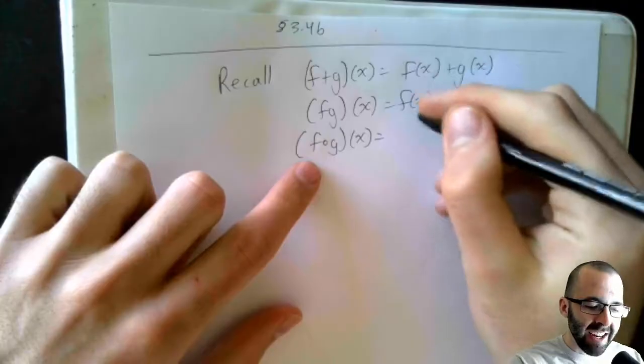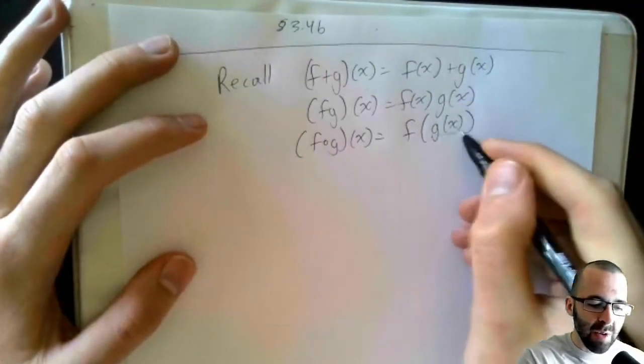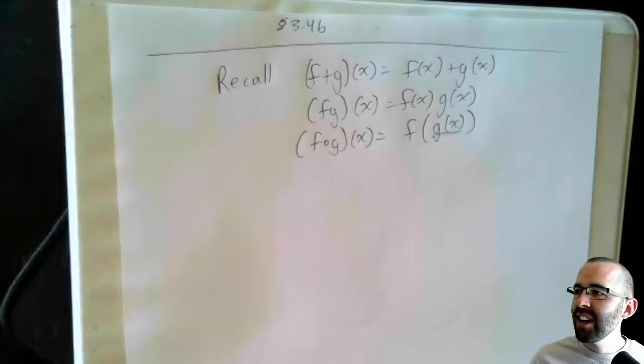This one was the big one, right? And this was f of g of x. We started on the inside, we worked our way outside. We evaluated g, and then we simplify it from there.